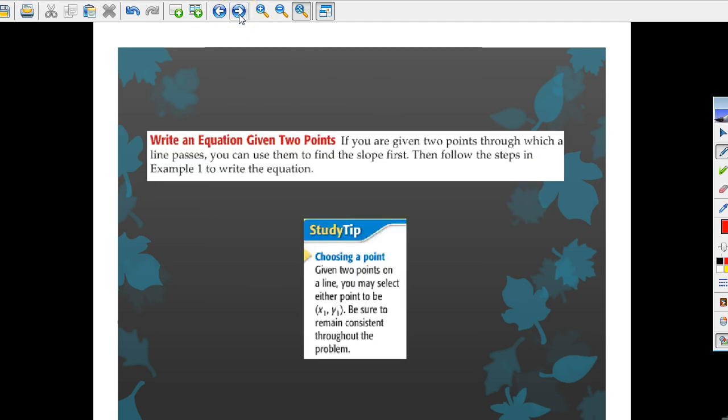Alright, welcome back. Write an equation given two points. Now you're not even given a slope, you're just given two points. But we are able to find the slope by using the slope equation. If you're given two points that a line passes through, you can use them to find the slope first, then follow the steps in Example 1 to write the equation. Choosing a point: given two points on a line, you may select either point to be (x1, y1). Be sure to remain consistent throughout the problem.